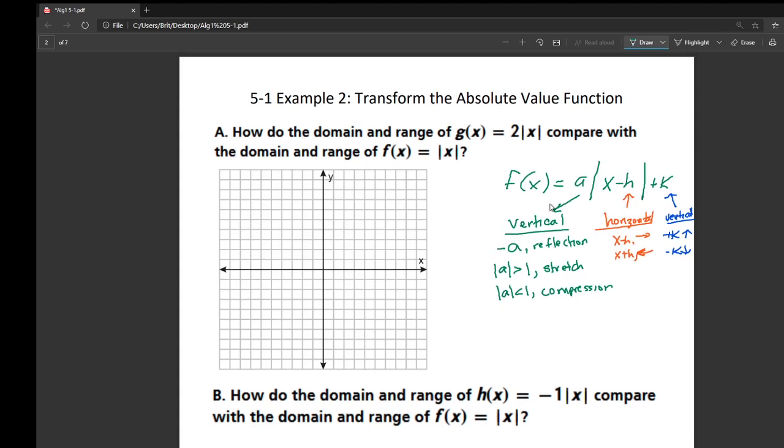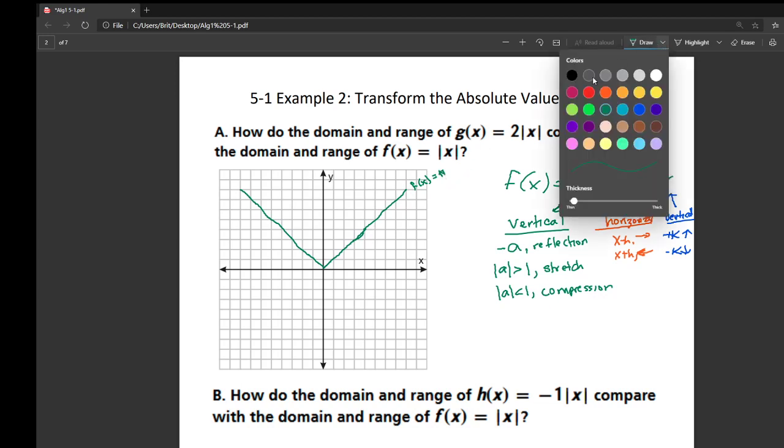So let's check out these a changes. The original function, the parent function for an absolute value, looks like this. The slope of the right-hand side is 1, and the slope of the left-hand side is -1, and I'm going to try to draw it really carefully. So this is the parent function, f of x equals the absolute value of x. Okay?